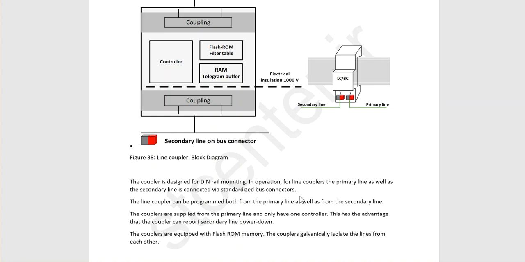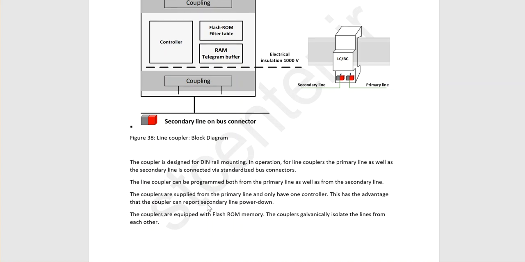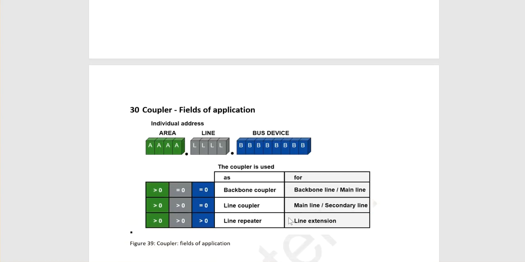These devices, line coupler and backbone coupler, only power up from the primary line, but they can be programmed by the secondary line or primary line. The couplers are equipped with a flash ROM memory. The coupler galvanically isolates the lines from each other.